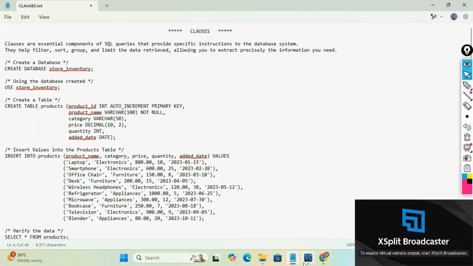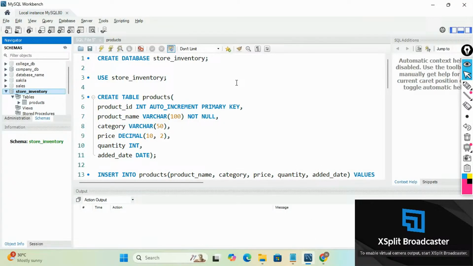I'll go back to MySQL Workbench. I hope everyone has started using MySQL Workbench because this is the ongoing trend. The majority of interviewers are expecting MySQL hands-on. So if you are well aware of MySQL, that would be really helpful when you start giving interviews.